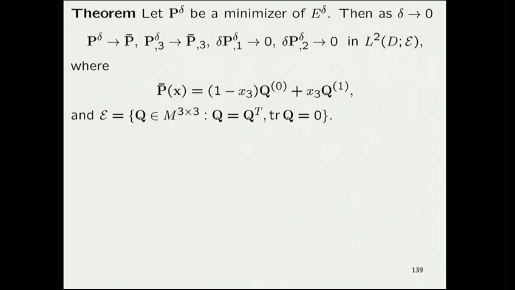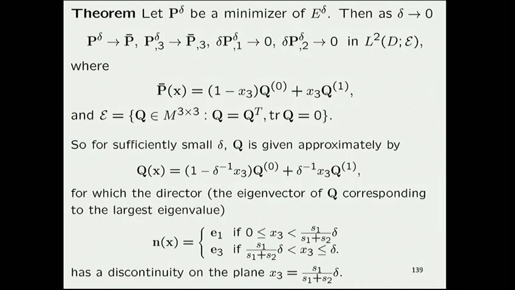The derivative with respect to x3 converges to p bar comma 3. The other terms go to zero. And p bar is this linear thing that takes you from q0 to q1. So this is sort of straightforward to check. What it means is that for sufficiently small delta, Q is given approximately by this. I'm just now putting it back in the original variables.